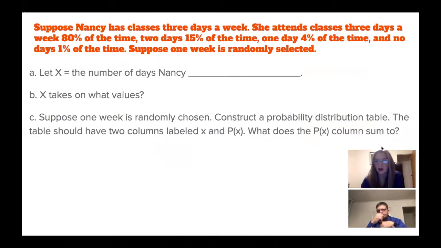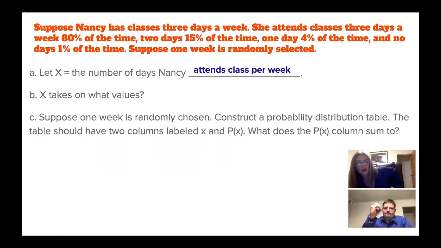So we want to think about first, what's the random variable? The random variable is X equals the number of days that she attends class per week. And then the second part says, X takes on what values? So what are the possible values of the number of days that Nancy attends class?